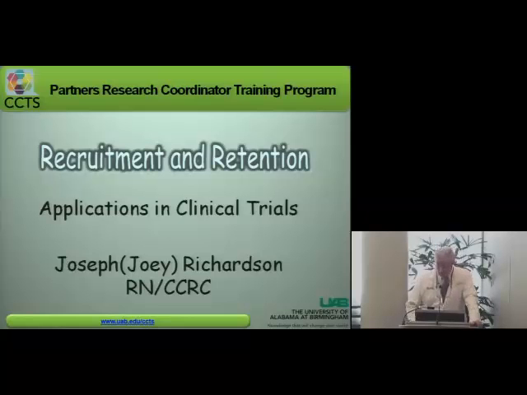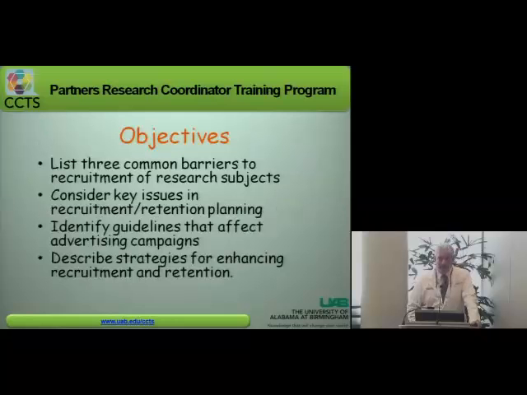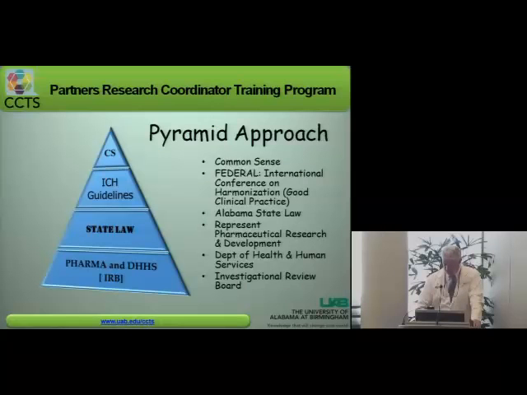So let's get started. I'll go over the objectives real quick. It's mostly looking at the common barriers to recruiting, the key issues of enrollment and retaining your patients, your strategies for doing this, as well as guidelines that affect how you advertise.